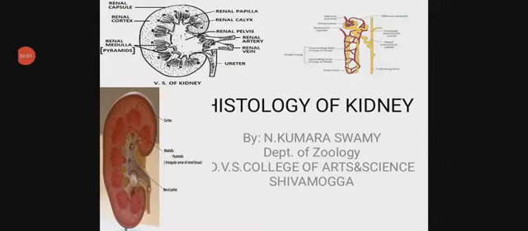Today, let me explain to you about the histology of kidney. As you observe in this first slide, you'll be able to see the section of kidney and the structure of a nephron, a uriniferous tubule, which is the structural and functional unit of kidney, and a longitudinal section of the kidney is also shown here. The details of which I'll explain in the next slides.